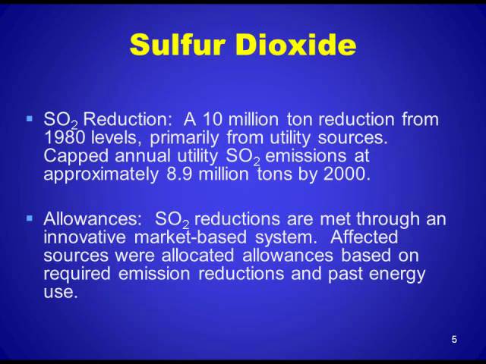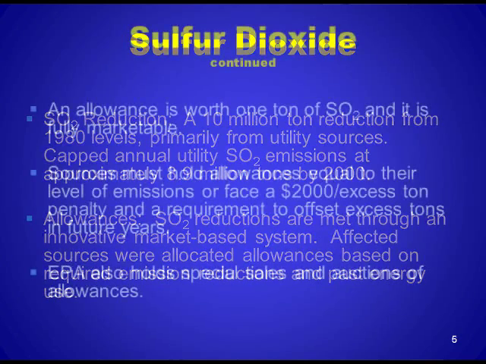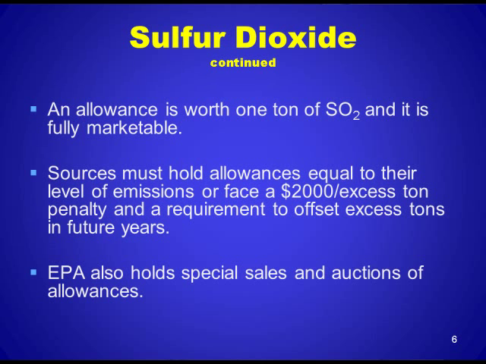Sulfur dioxide: a 10 million ton reduction from 1980 levels, primarily from utilities, had to be achieved. It capped annual utility SO2 emissions at approximately 8.9 million tons by the year 2000. Allowances: SO2 reductions are met through an innovative market-based system. Affected sources were allocated allowances based on required emission reductions and past energy use. An allowance is worth 1 ton of SO2 and is fully marketable.